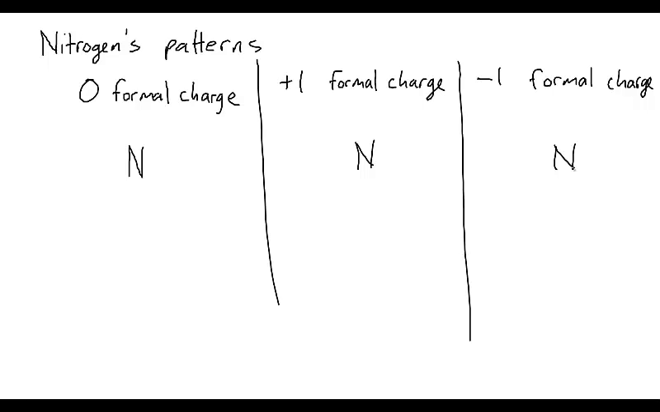All right, what does nitrogen with zero formal charge look like? Three bonds and a lone pair. What does nitrogen with a positive formal charge look like? Four bonds. And nitrogen with a minus one formal charge? Two bonds and two lone pairs.